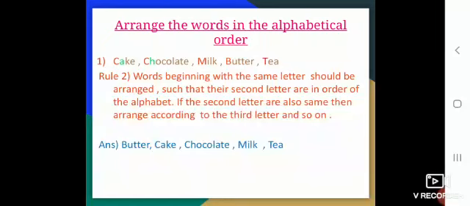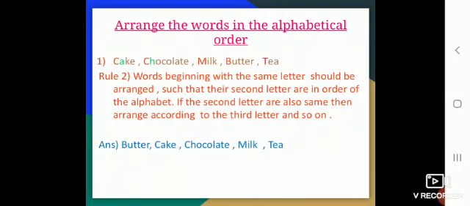Now let us see this example. Here again we have to arrange the words in an alphabetical order. So the words are cake, chocolate, milk, butter and tea. Here 5 words are given. Okay. Now here the beginning letters are C, C, M, B and T. Now from this we can easily find out that butter is going to come at the beginning, right?